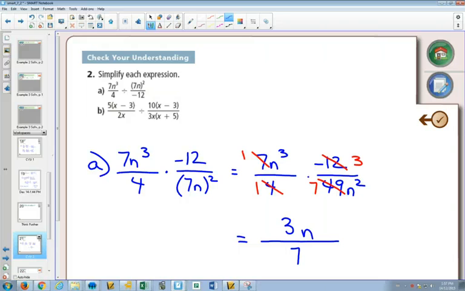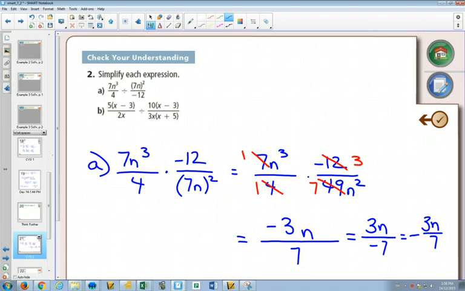One of the last things I look at is all my negative signs. How many negatives are in this whole thing? Just the 1. So in the end, it's going to be negative. And now it doesn't matter where you put that negative, because negative 3n over 7 is the same thing as 3n over negative 7, and it's the same as having the negative out in front, negative 3n over 7.